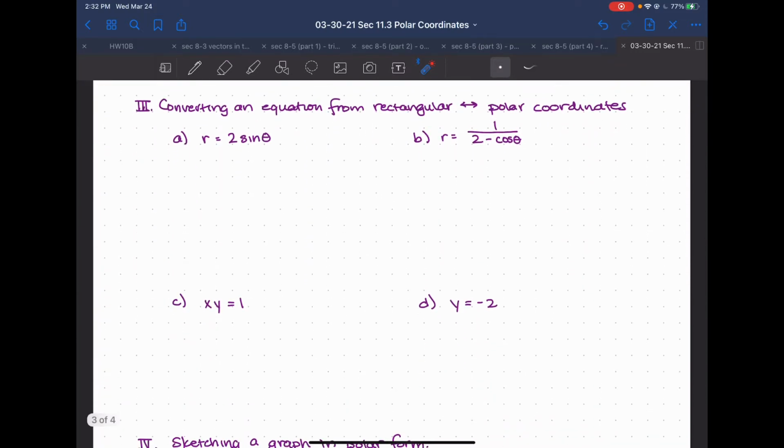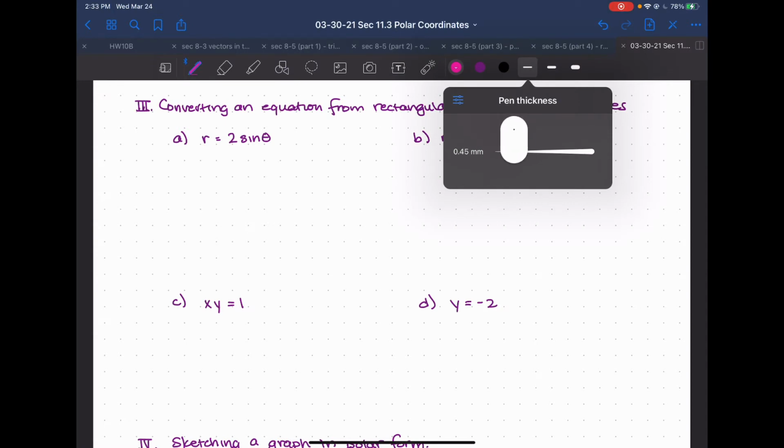Okay, so now what about this? Converting equations from rectangular to polar and back. So let's take a look at these. Now again, if you want to pause the video and try this on your own and then come back together, that's totally fine. I would encourage you guys to do that, to pause the video, see what you can get on your own, and then we'll meet back up. But we are about to do it together.